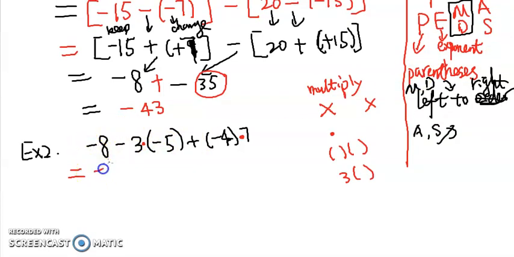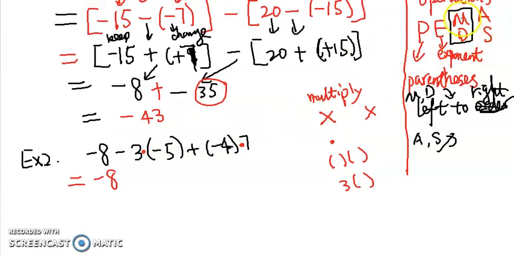So first of all, we keep -8. When we have this multiplication here, we have to do multiplication first. Multiplication and division have to go before addition and subtraction. So let's multiply them. When you multiply, there are two ways you can do it. You can keep the minus sign and then multiply 3 and -5, because positive times negative will give us a -15. That's one way to do the question.